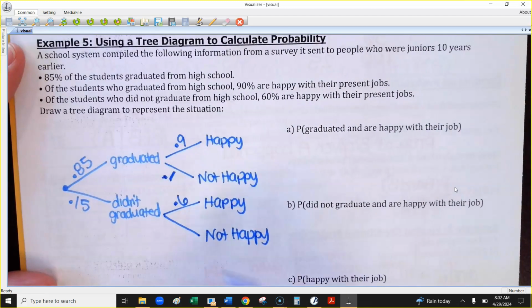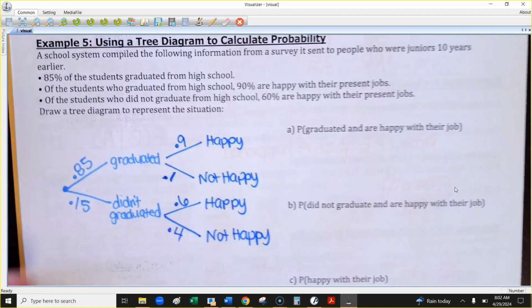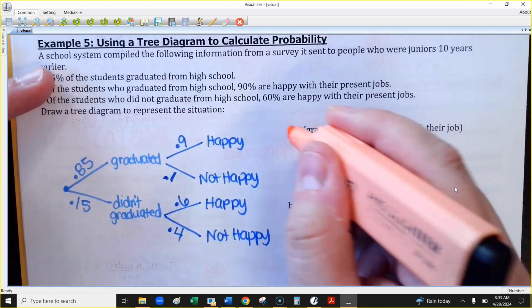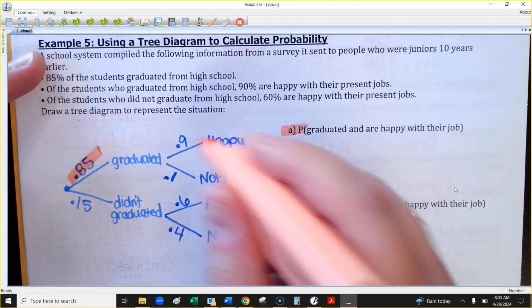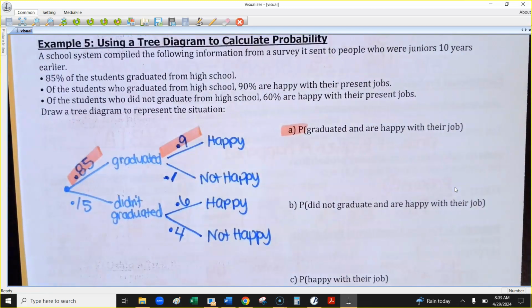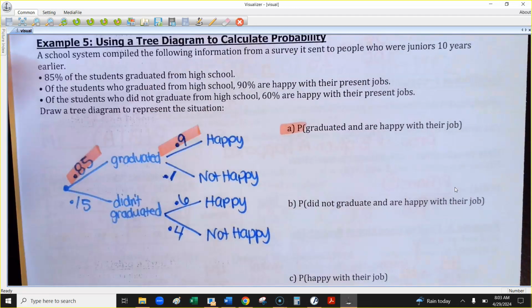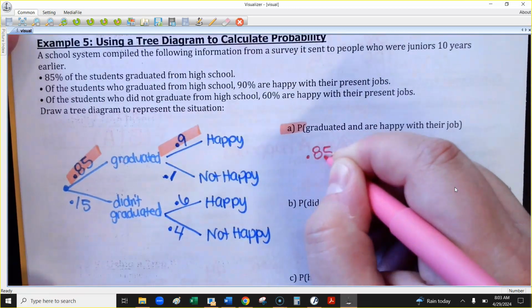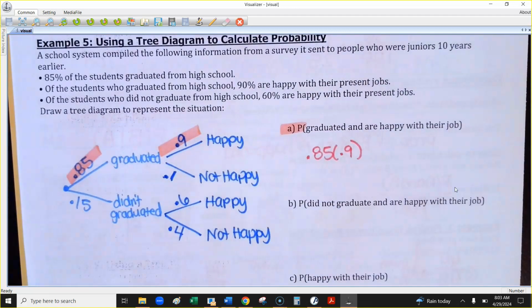0.4. Okay, now we've got our tree diagram drawn, so we're going to use this to calculate a couple of probabilities. Graduated and are happy with their job. What's the probability of that? I'm just going to use a little highlighter here. You would just go along the branch until you got to what you wanted the result to be. To calculate that, we would literally just multiply along the branch. So I would do the 0.85 times the 0.9.